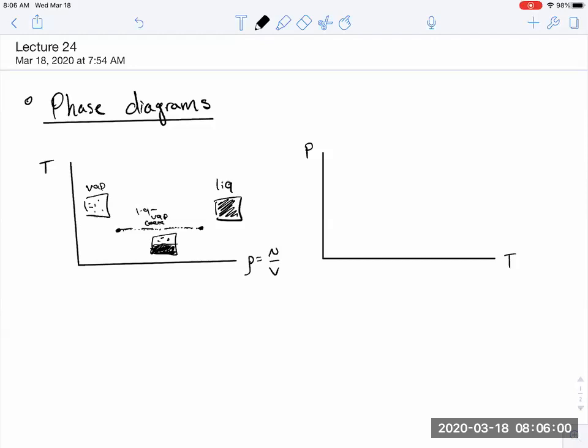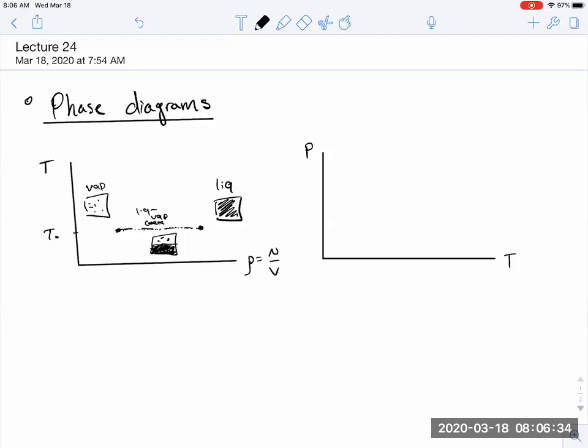At every point along this line, for those two states to be in coexistence with each other, it necessarily is the case that their temperatures are the same. To be a state of equilibrium, the vapor has to have the same temperature as the liquid. Otherwise, heat would flow. This would not be in equilibrium. And indeed, this is a line of constant temperature. Let's go ahead and label that temperature T0.